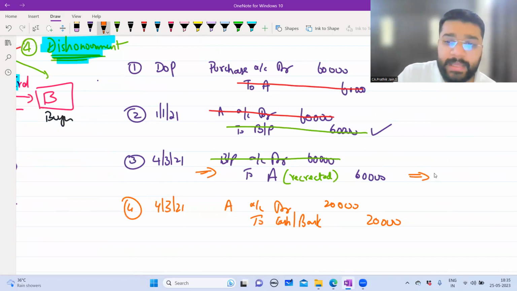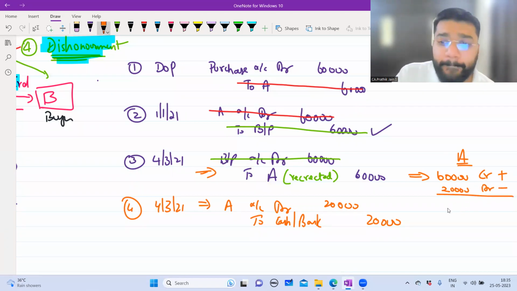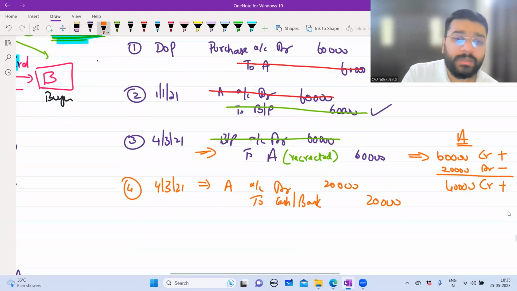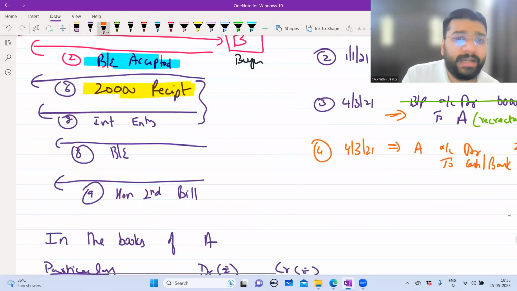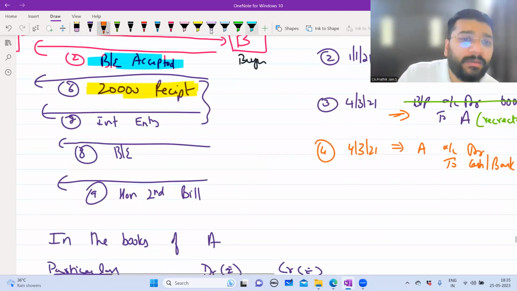So here A's account was created. 60,000 credit plus. And here you have debited 20,000, minus. So what is the balance we have to pay to A? 40,000 is the credit balance that we have to pay to A. Then what is the next event, guys? Next event is that we have to calculate the interest payable entry.